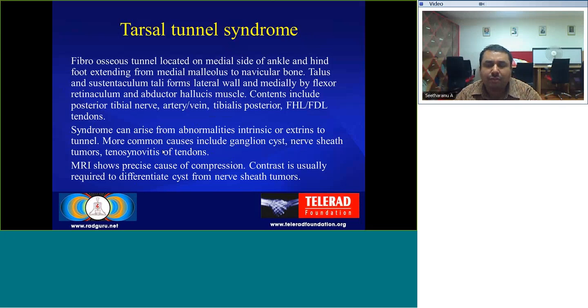So structures which can cause compression of the nerve can be either intrinsic or extrinsic. The common causes include ganglia related to the flexor tendons or the tibialis posterior, nerve sheath tumors related to the posterior tibial nerve, or tenosynovitis of the tendons. The extrinsic causes include varicose veins or other conditions.